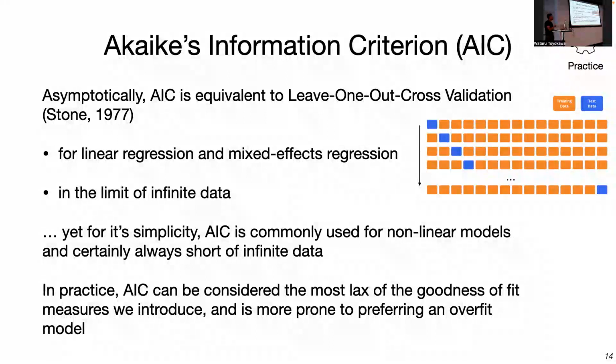However, most of the time, people are not only applying AIC to regressions, and they're certainly not applying it in the case of infinite data. So rather, the more practical interpretation of the AIC is that it's one of the most lax goodness of fit measures we can introduce, and is sometimes more prone to preferring an overfit model, although it's maybe justifiable in the use of regression models, and when we have a lot of data that gets us close to this asymptotic interpretation. So it's relatively lax.